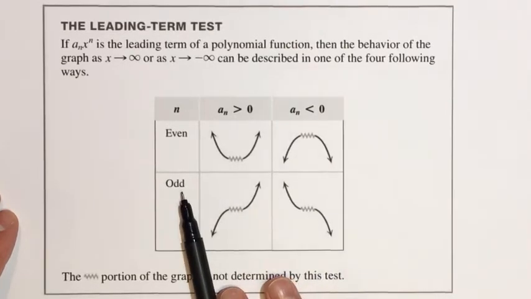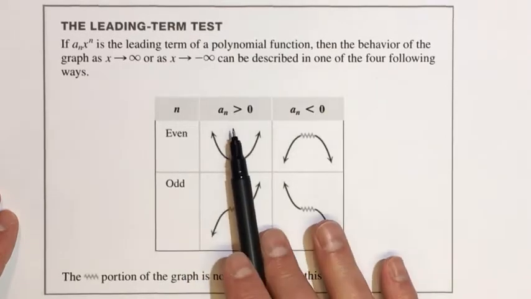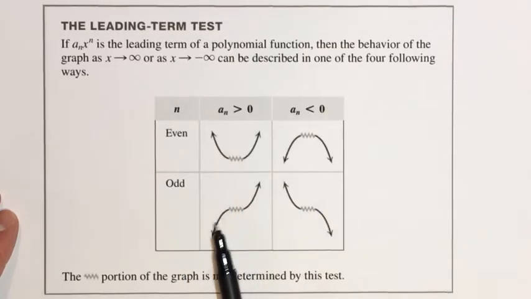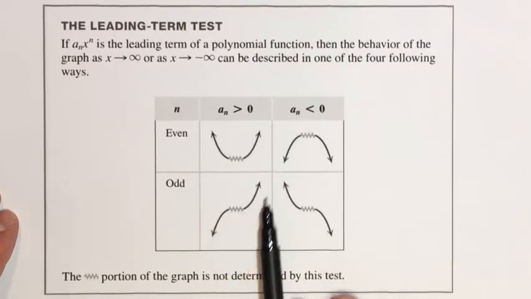Now if the degree of the polynomial function is odd, and if the leading coefficient is positive, then on the left side of the graph, as x goes to negative infinity, the y value is going to go to negative infinity as well. So the left side of the graph will go down forever, and the right side of the graph will go up forever. So as x goes to positive infinity, y will go to positive infinity.